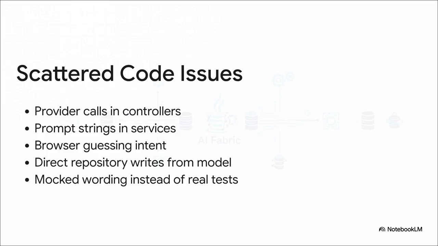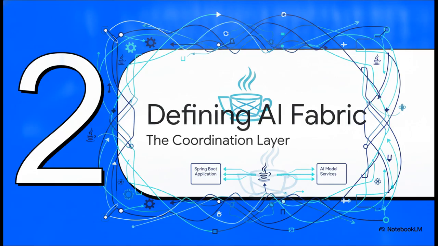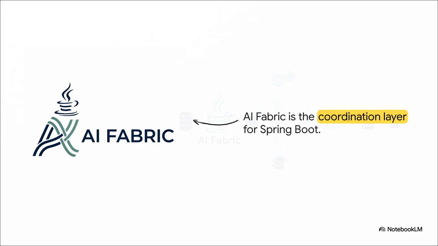Individually, these shortcuts might seem okay, but together, they create an unmaintainable, insecure system where failures are hidden behind canned bot responses. Moving on to part two, defining AI Fabric. So what's the structured way out of this messy integration trap? Enter AI Fabric. Think of AI Fabric as sitting right there in the middle, between your Spring Boot app and your AI systems, like your LLMs, your embedding providers, and vector stores.